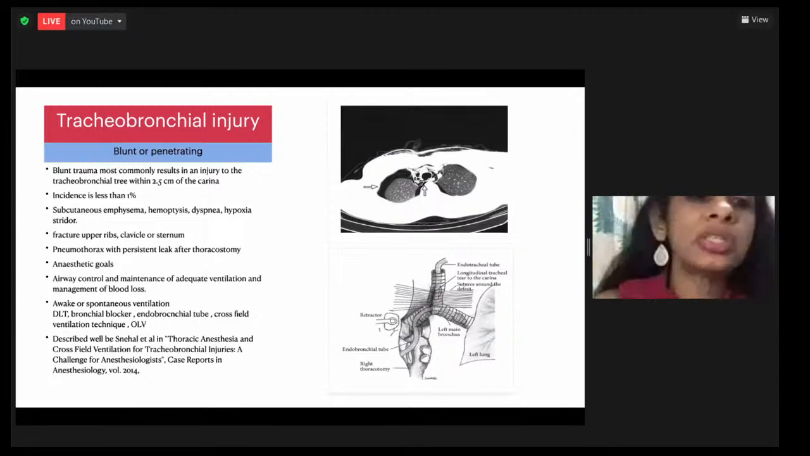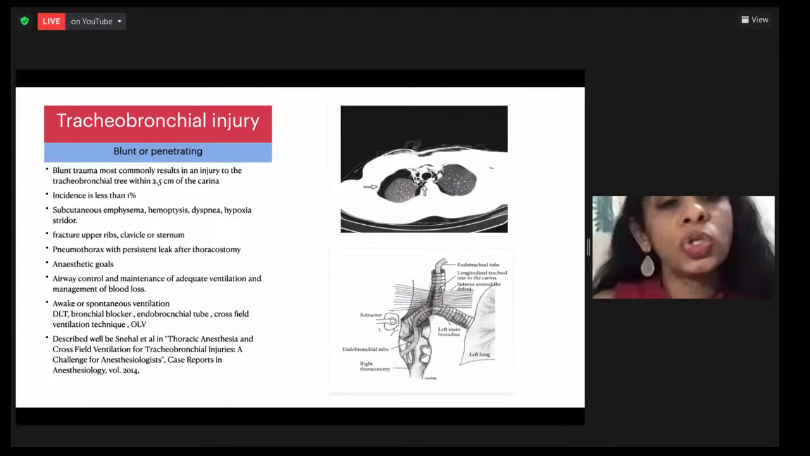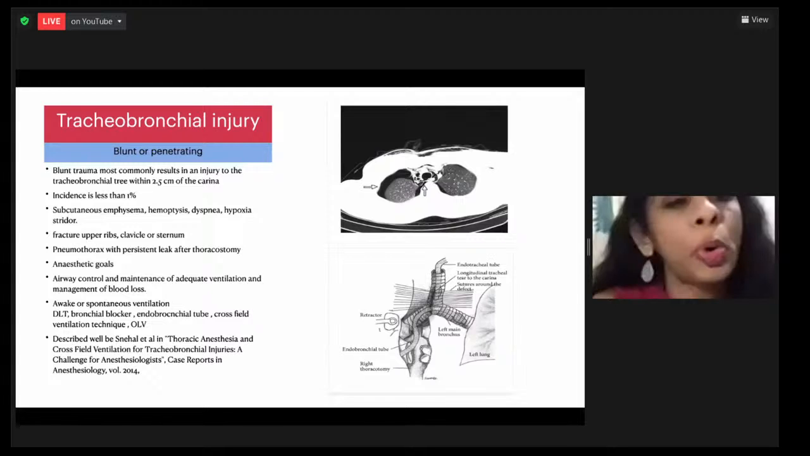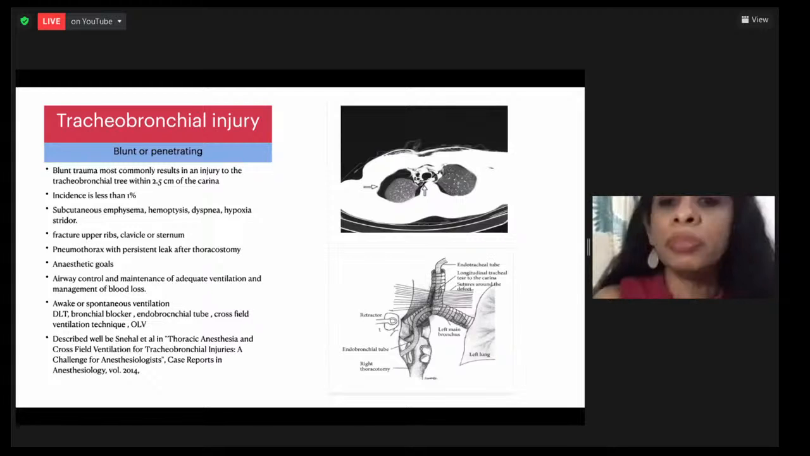Bronchial blocker can be used, or endobronchial tube. Now, this fellow Snehal has given a very good case report in this article, where he has also used something called a cross-field ventilation technique.